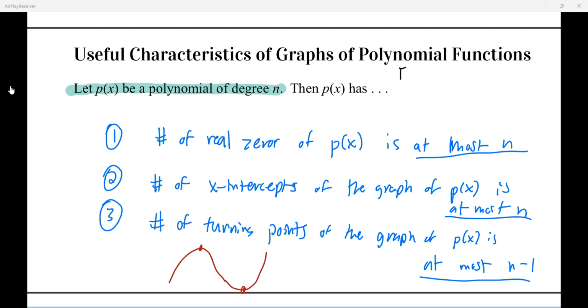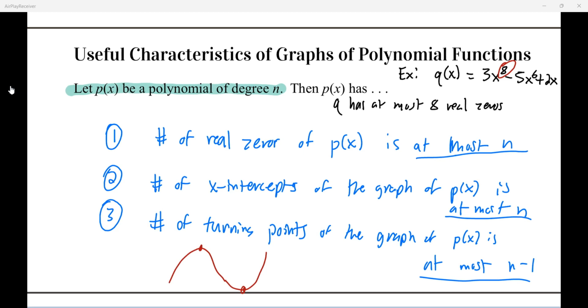So for an example, let's say that we have a polynomial function that we call q of x, and it would equal, let's say, 3x to the 8th minus 5x to the 6th plus 2x, right? So the degree of that polynomial is 8 because it's the highest exponent among all of the different monomial terms. So what that would mean then is that q has at most 8 real zeros of that function, but then also q is going to have at most 8 x-intercepts because that's synonymous with having real zeros.